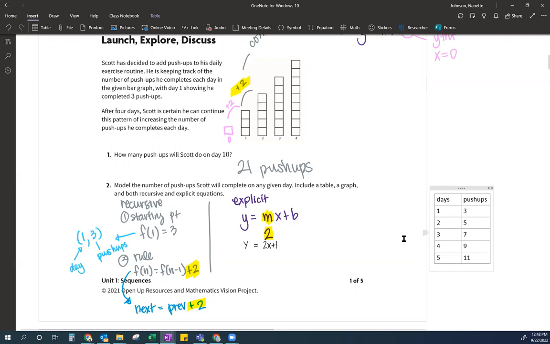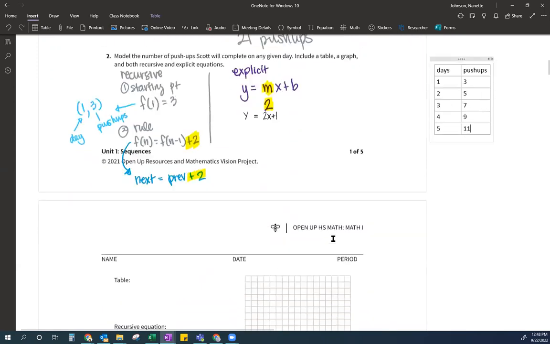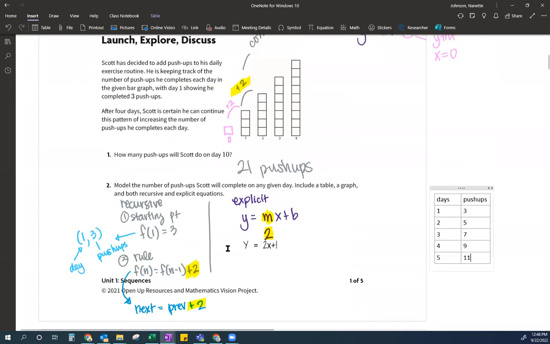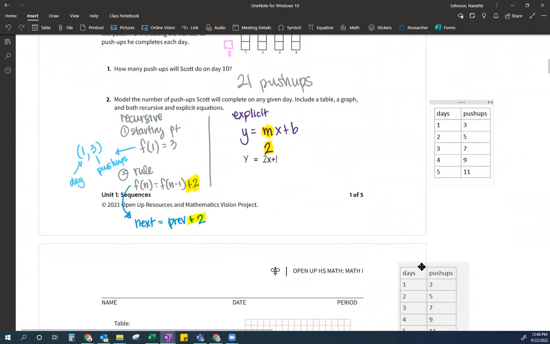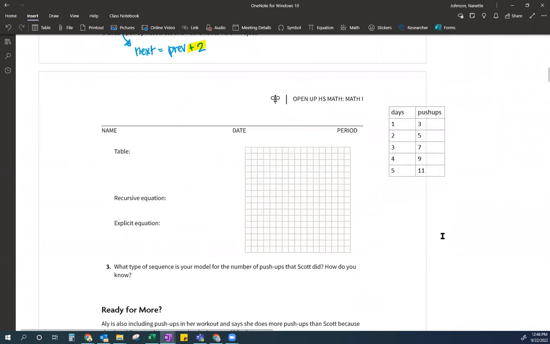Now the graph is going to be interesting, and I want to show you why it's interesting, okay? So when I graph this, I'm going to actually graph these points up here from the table, which makes sense. That's not a big deal. Ms. Johnson, what's so interesting about that? So this is going to be days down here, and this is going to be the number of push-ups.